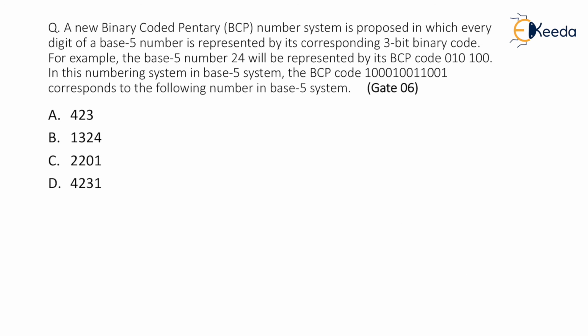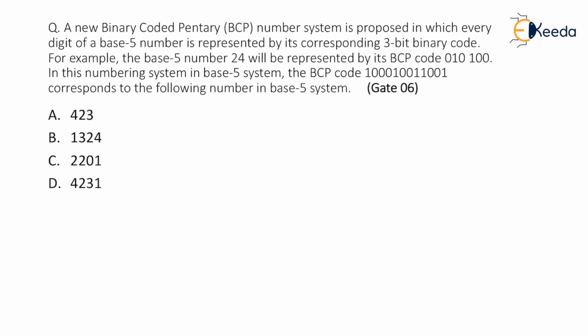A new binary coded pentary system, BCP system, is proposed in which every digit of a base 5 number is represented by a corresponding 3-bit binary code. For example, the base 5 number 24 will be represented in its BCP code as 010100. In this numbering system, the BCP code 100100111001 corresponds to which number in the base 5 system?